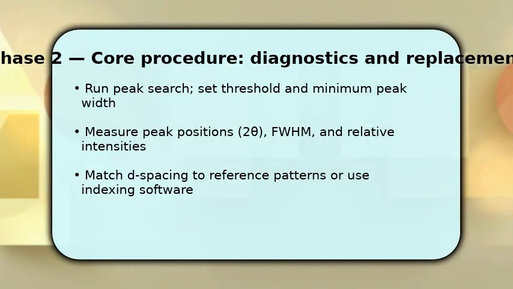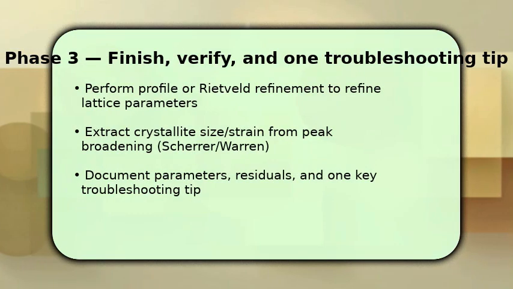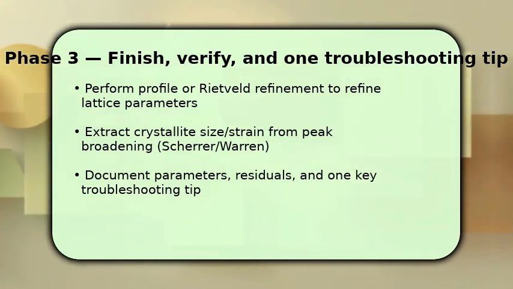Make sure to check systematic absences and symmetry constraints because they confirm or reject candidate space groups. You finish by refining the structure. Run profile fitting or a Rietveld refinement to optimize lattice parameters, phase fractions, and atomic positions.